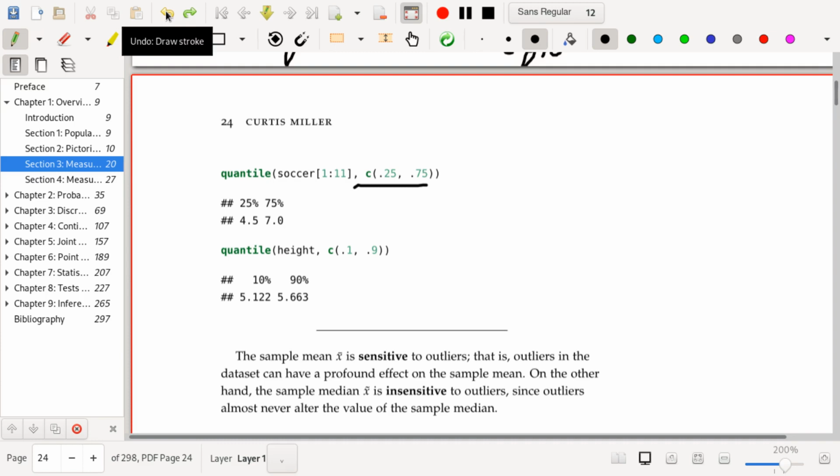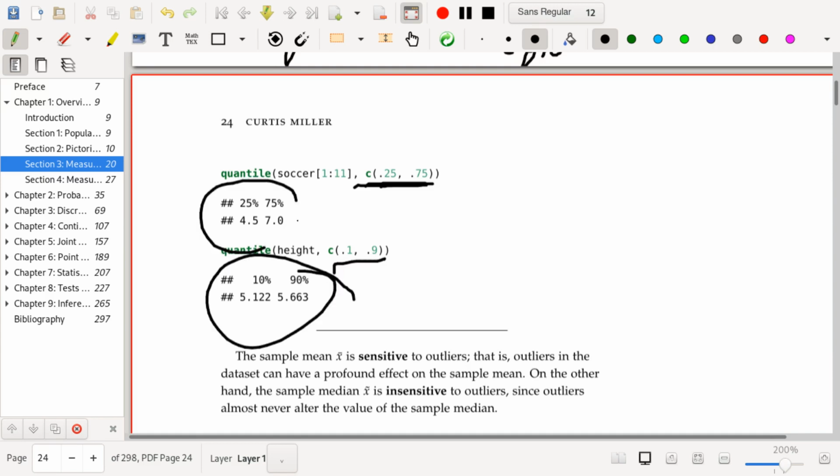So the second parameter here is a vector that contains the numbers 0.25 and 0.75, corresponding to the 25th and 75th percentiles, or quantiles. I'm not really sure what the difference between those two words is. Here I asked for the 10th and 90th quantiles or percentiles, and it gives me numbers. These are all pretty close to what I came up with before.